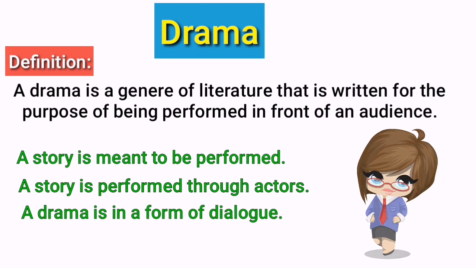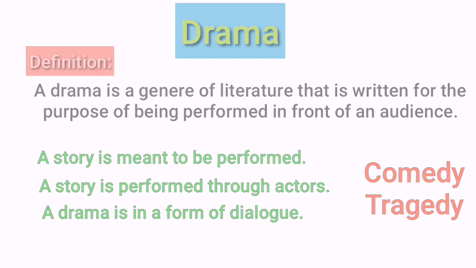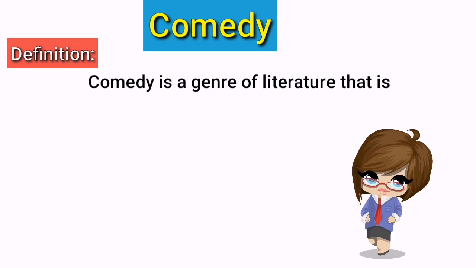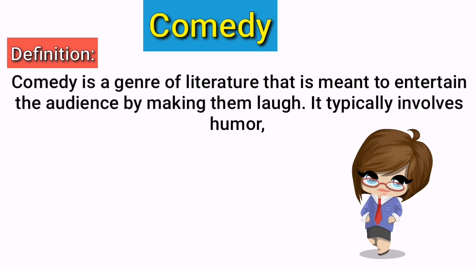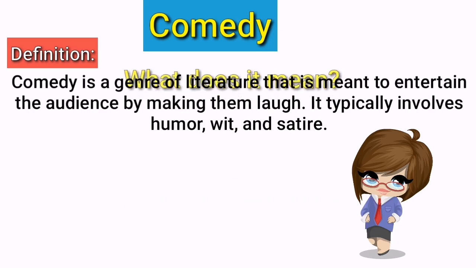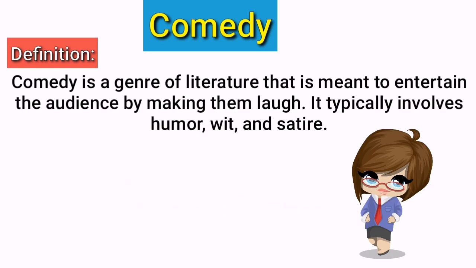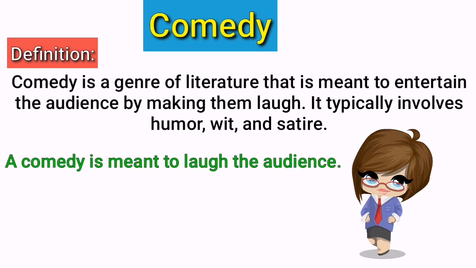Well, as you have understood about a drama, but you haven't learnt about kinds of a drama. Let's move and learn two major kinds of drama, which are comedy and tragedy. Comedy. Comedy is a genre of literature that is meant to entertain the audience by making them laugh. It typically involves humor, wit, and satire. What does it mean? Simply, it means that a comedy is kind of drama that is meant to entertain the audience and make them laugh.